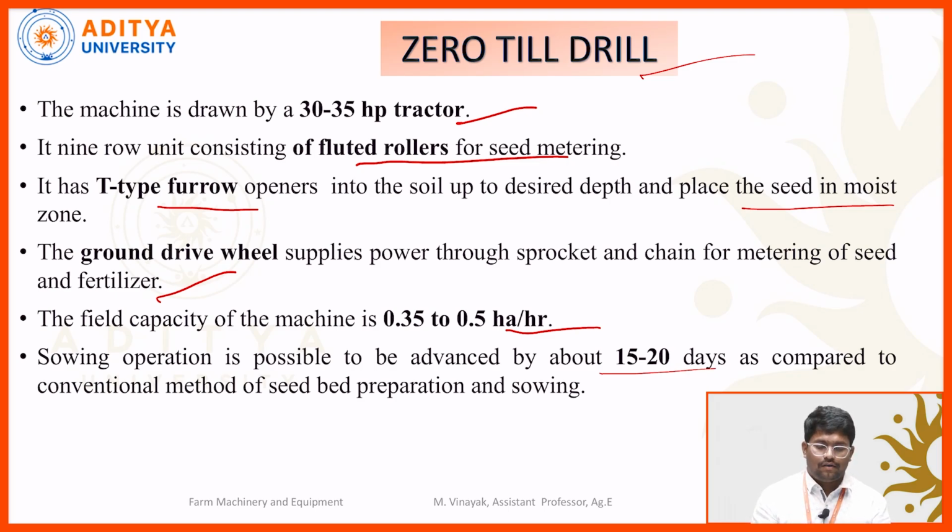Whereas by using a zero till drill, this one machine can plough the land with the help of T-type furrow openers. The rear side of this ploughing setup can also provide the seed drill setup, so that the ploughing operation as well as the sowing operation are carried out in a single pass. That is why they have mentioned the sowing operation can be advanced about 15 to 20 days. Here they completely eliminated multiple operations in the field.